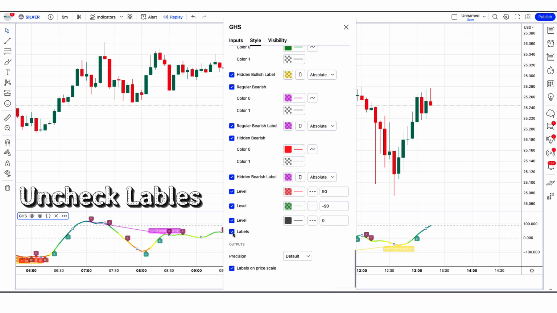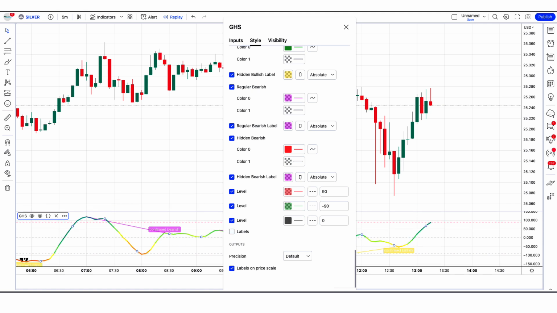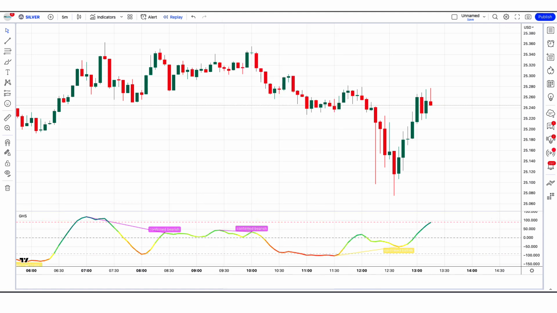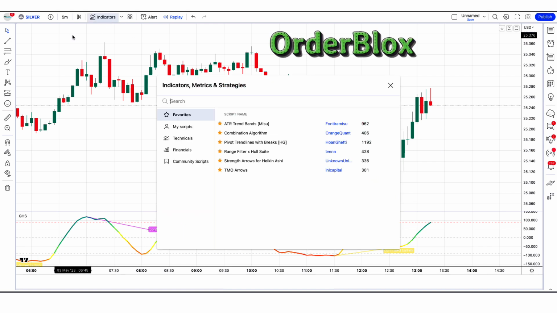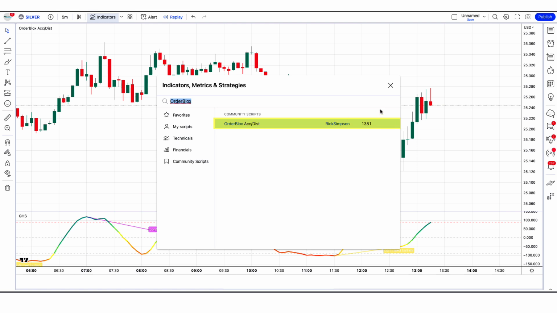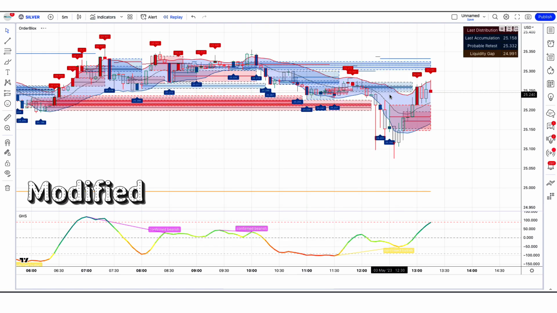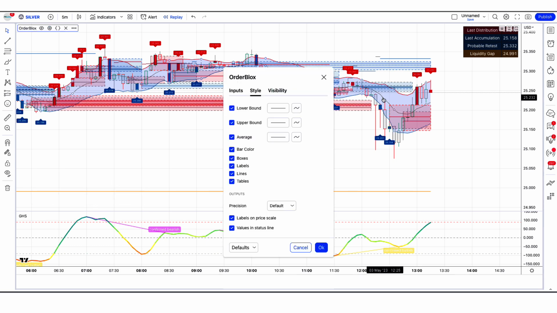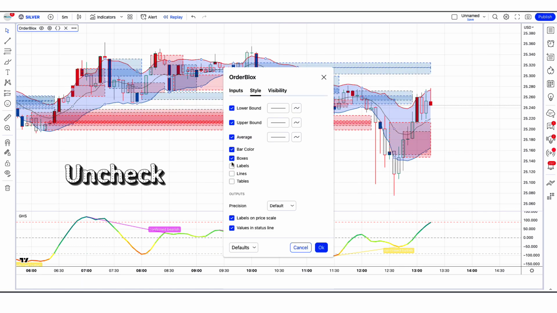In this we have to uncheck the labels option. After that we have to apply another indicator on the chart. In this we have to find the name order blocks. The order blocks ACCDIST by Rick Simpson needs to be added. Let's modify the settings of the indicator. In this we have to uncheck the sum option.